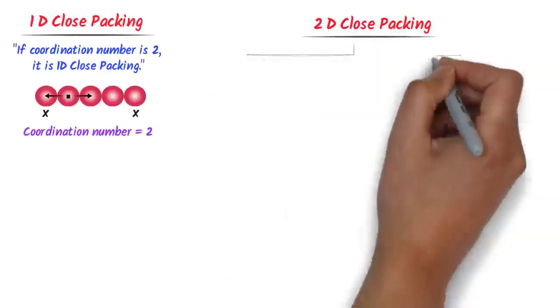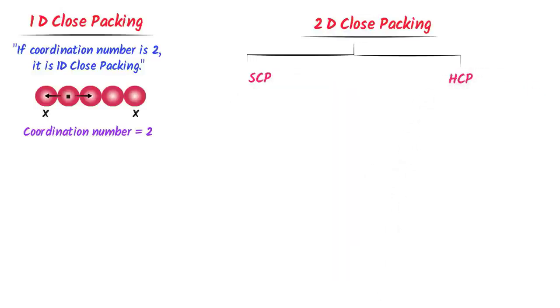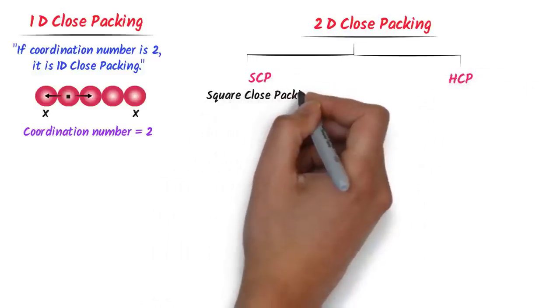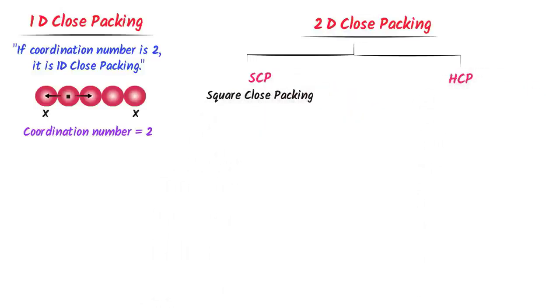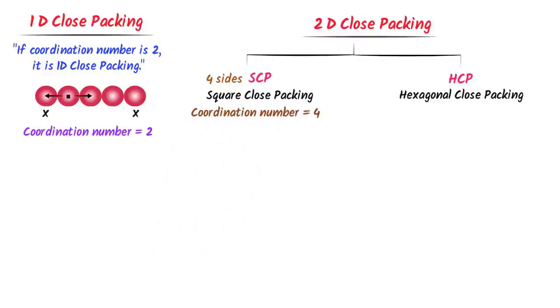Secondly, 2D close packing. It is further divided into 2 types, SCP and HCP. SCP stands for square close packing and HCP stands for hexagonal close packing. We know that in square there are 4 sides. Thus if coordination number is 4, it is known as SCP or square close packing.